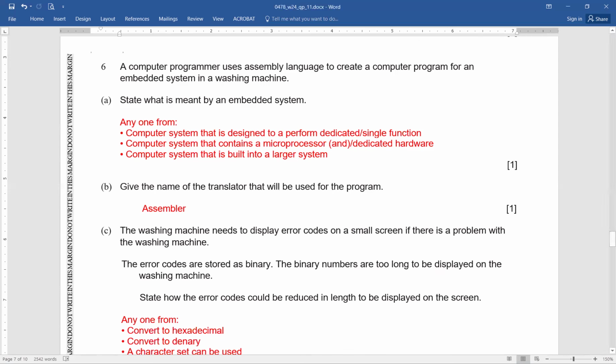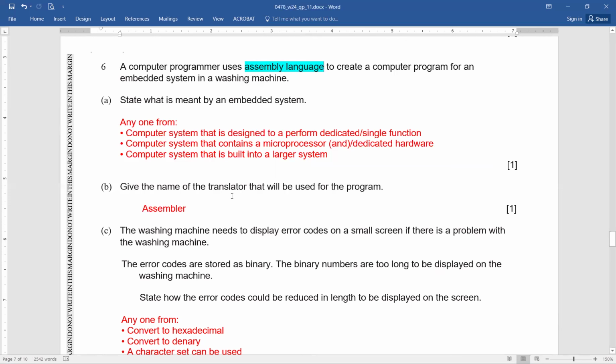Easy? We have been discussing this. I think that's not a problem. Part B. Give the name of the translator that will be used for the program. So assembly language means definitely the translator will be an assembler. So easy.